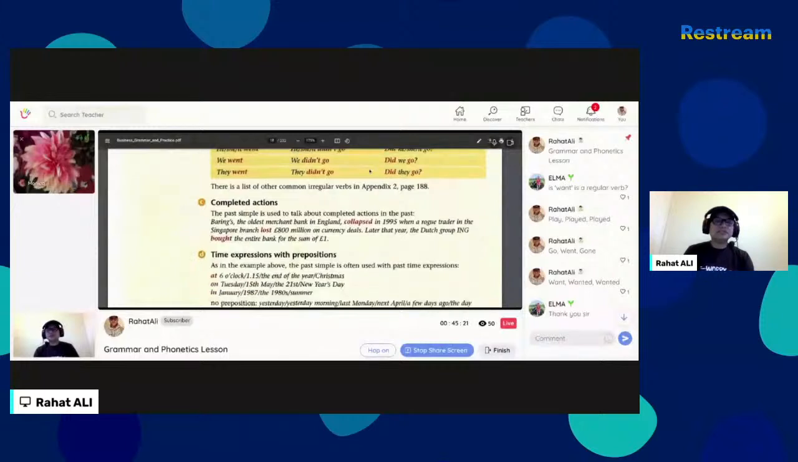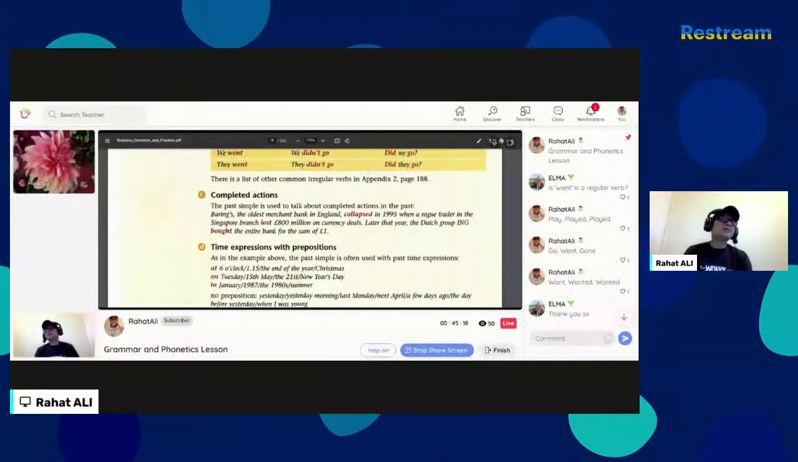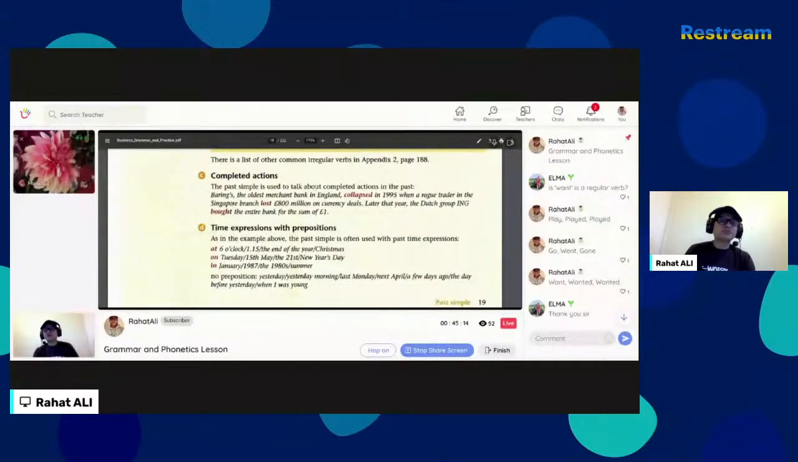Okay. So the past simple is used to talk about completed actions in the past. For instance, Barings, the oldest merchant bank in England, collapsed in 1995 when a rogue trader in the Singapore branch lost 800 million on currency deals. Later that year, the Dutch group ING bought the entire bank for the sum of £1. Ooh, that's very easy.